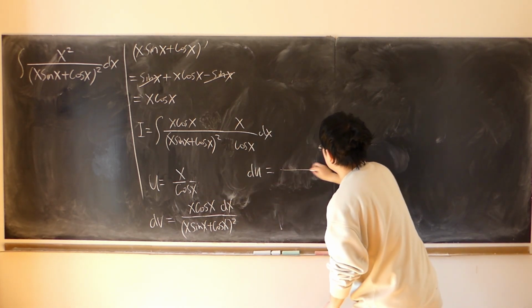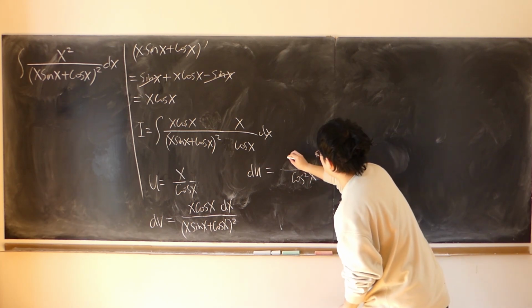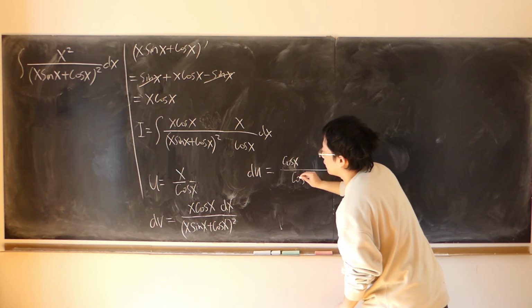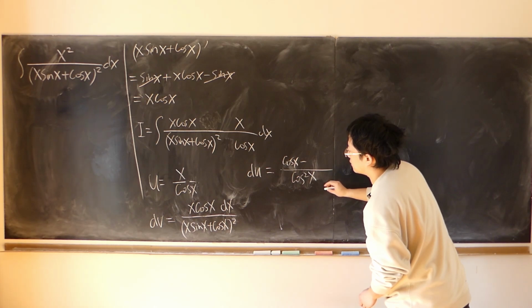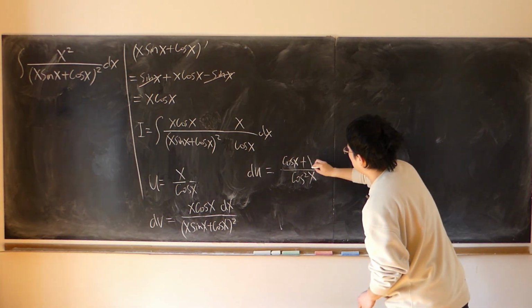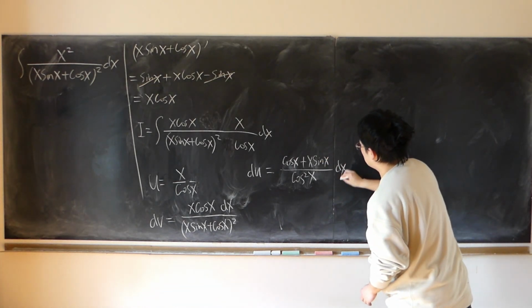And so du, what's du? Du should be easy. Cosine squared in the denominator, differentiate x, that's 1, 1 times cosine x minus keep x, differentiate cosine x, negative sine x, so positive x sine x, dx.